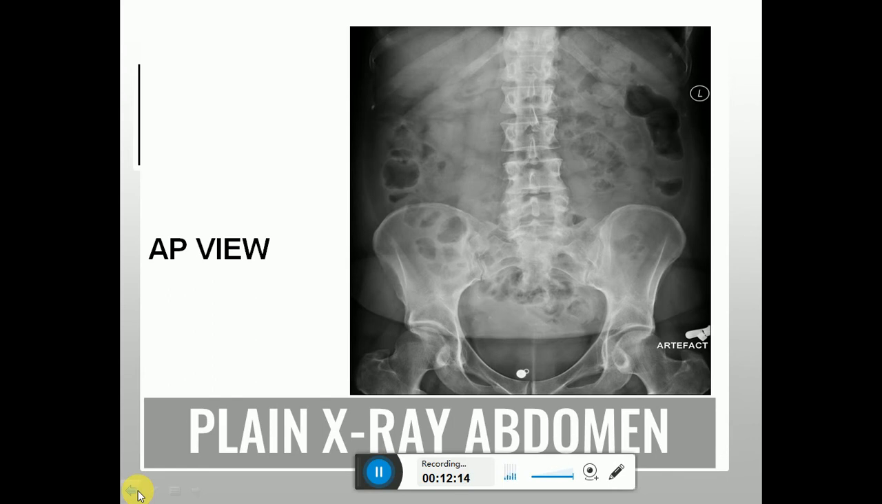One more thing, if plain X-ray is done particularly for visualizing kidney, ureter and urinary bladder, that is called KUB. That X-ray is called KUB.